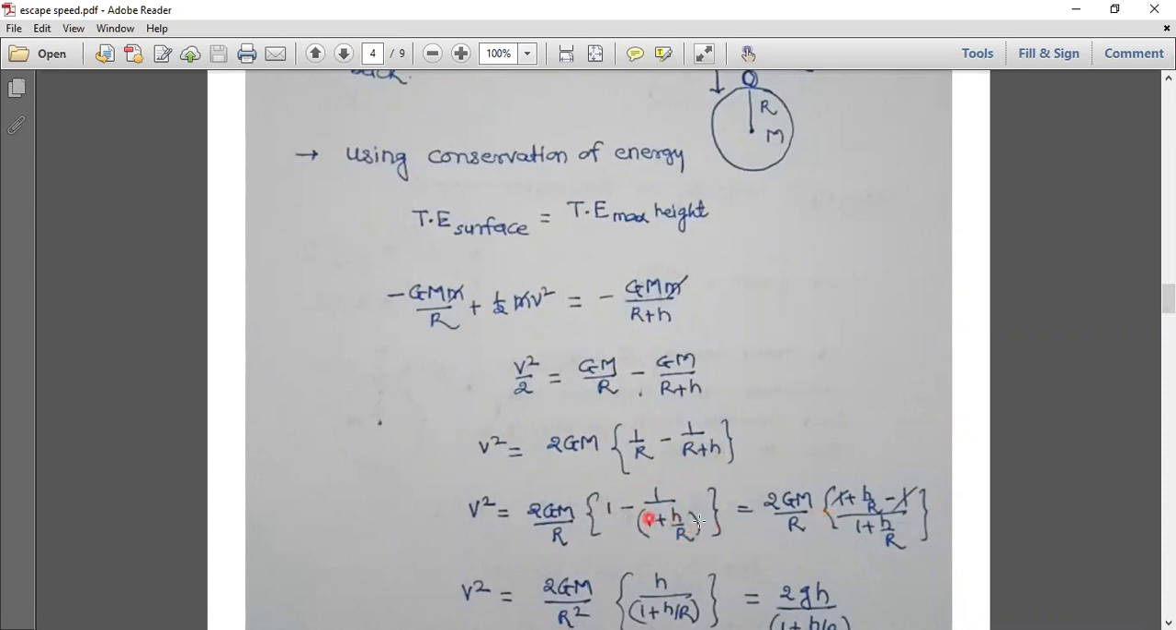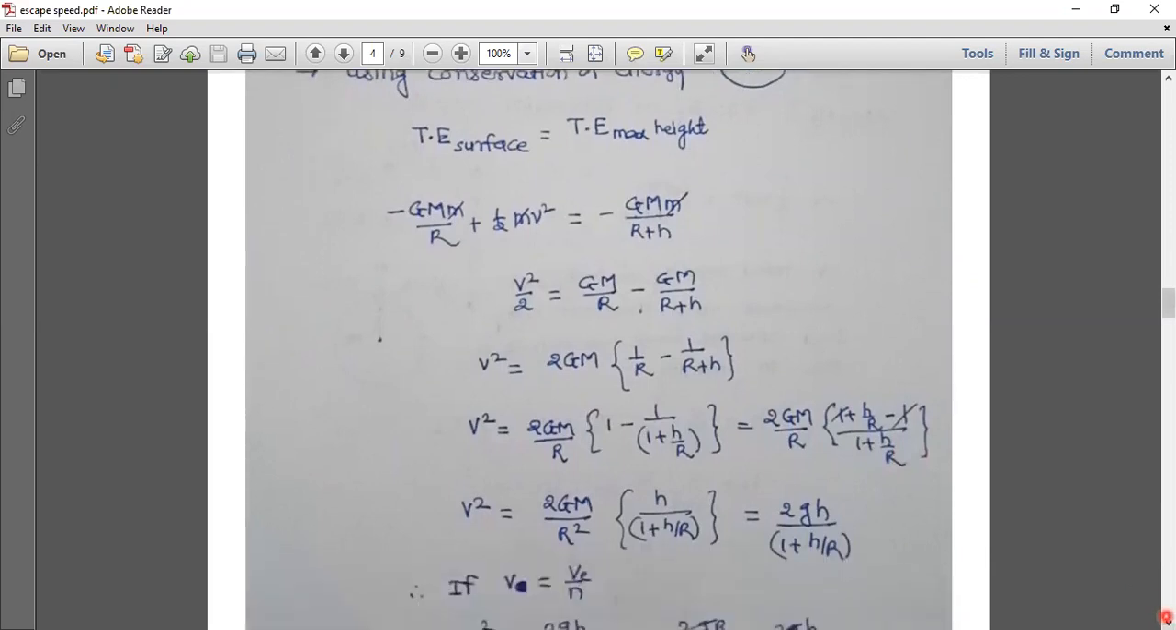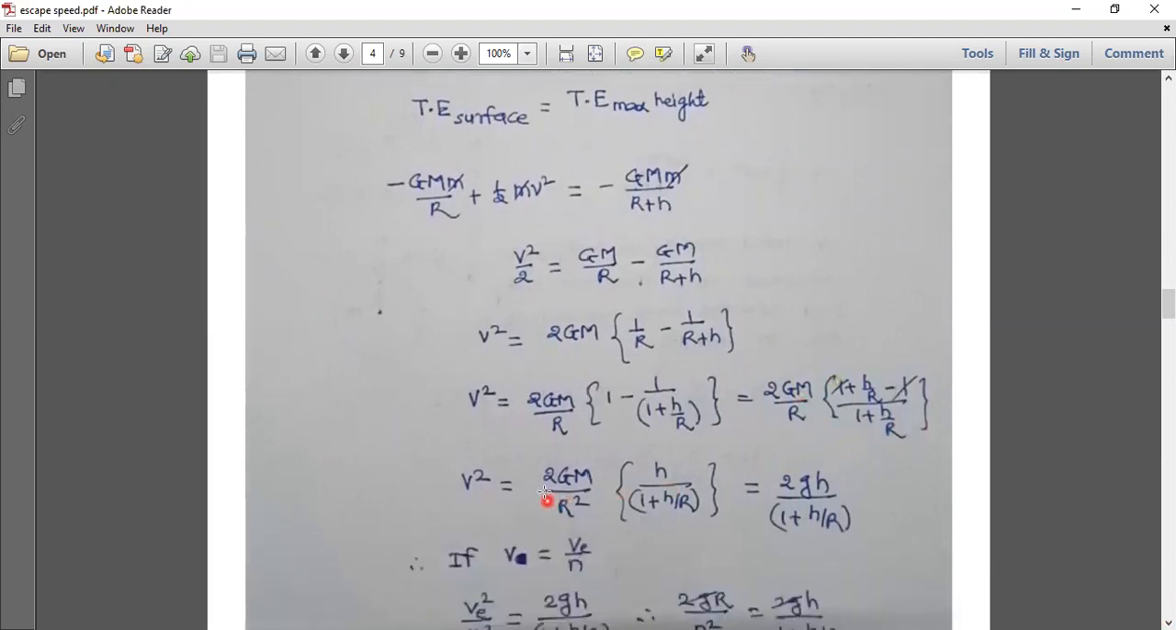And now I am taking LCM. You can see here, this is 2GM by R outside as it is. 1 plus h by R into 1 means 1 plus h by R, minus 1, by 1 plus h by R. Okay, you can do it yourself. If you are not understanding, it is very easy. Now h by R is there, above 1 it will come down to 1 R. So 2GM by R square, and here what is left is h. So h as it is, and this 1 plus h by R as it is.